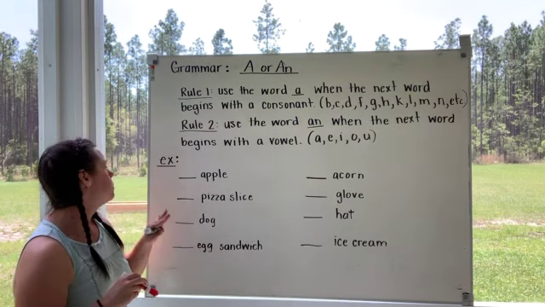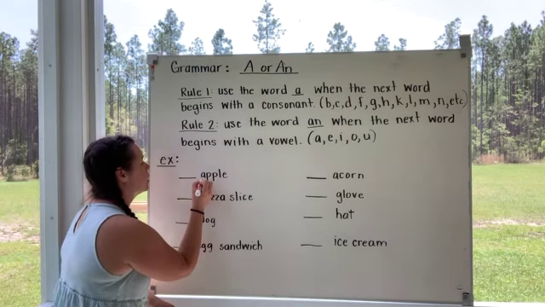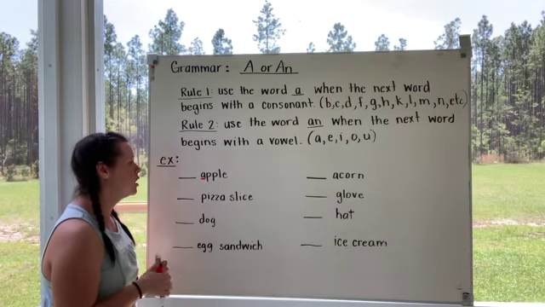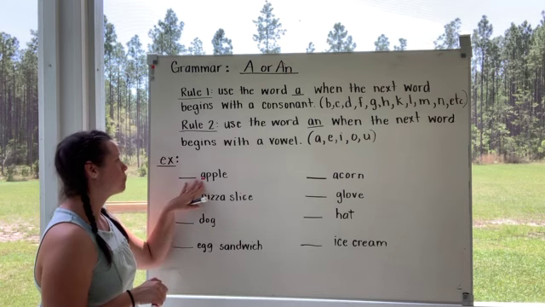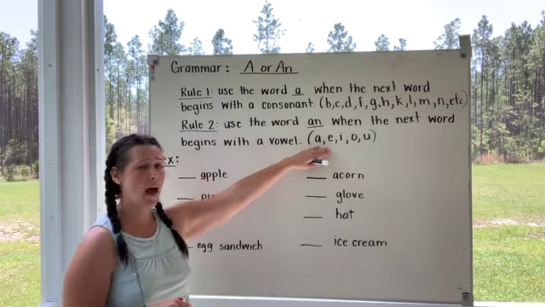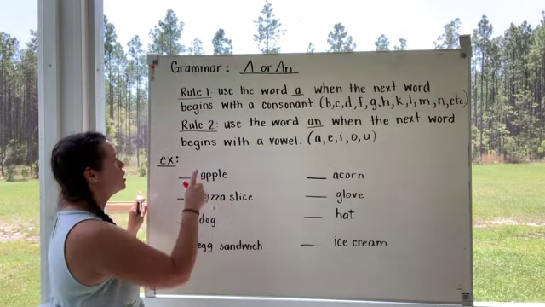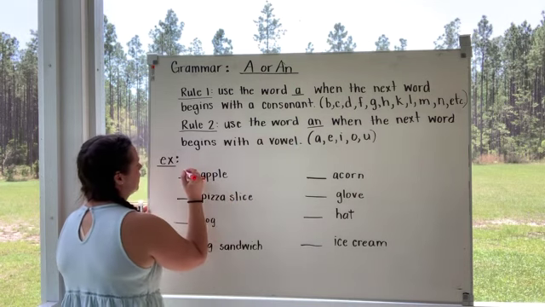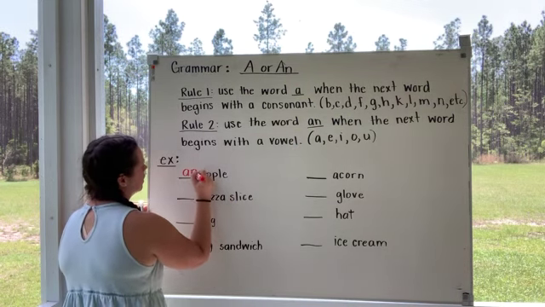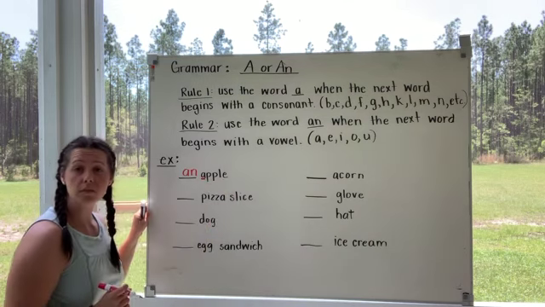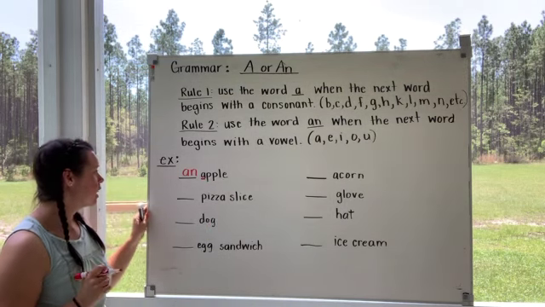Okay, so blank apple. Well, the beginning of the next word starts with an A. An A is a vowel. So I'm going to use the word an here. An apple. Got it? All right.